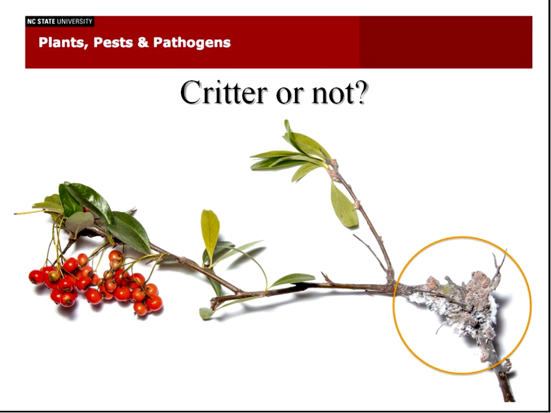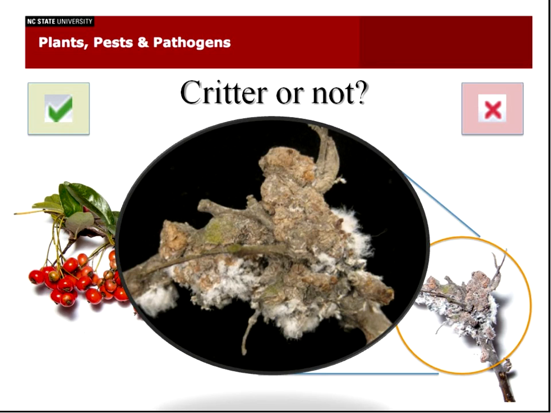Okay, let's see. What do we have next? Okay, so this is a firethorn, pyracantha, from Wake County. Out in the landscape, and it's got this thing on it, this knobby, fuzzy thing on it. Now for a closer look, this is what it looks like a little bit closer up. So is this a critter or not?